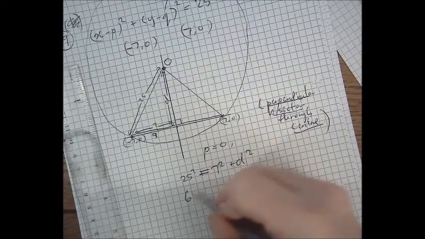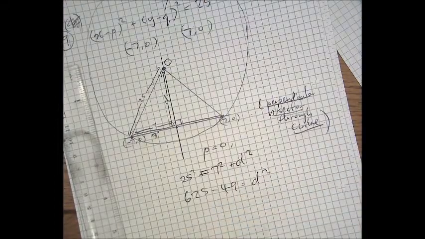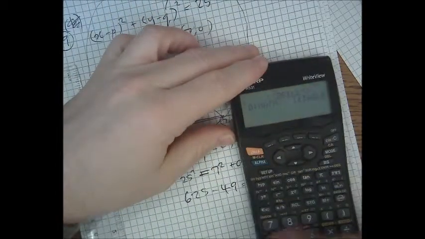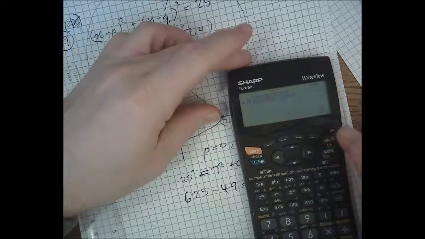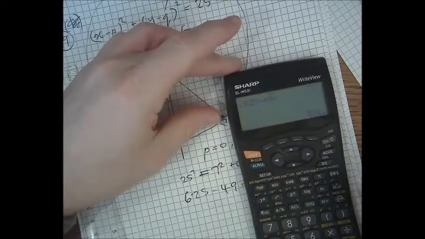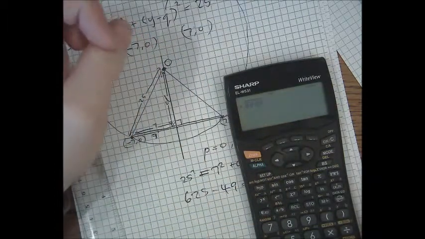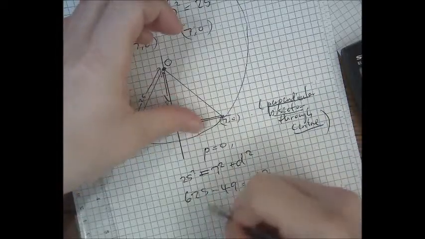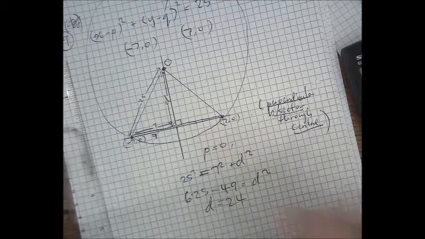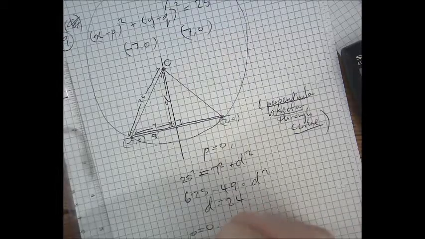Okay, so this is 625 minus 49 equals D squared. 625 minus 49, square root of 576. D equals 24. So therefore, don't forget to answer the question after you've done the hard work. The actual question is to find the values of P and Q. So P equals 0 and Q equals 24.